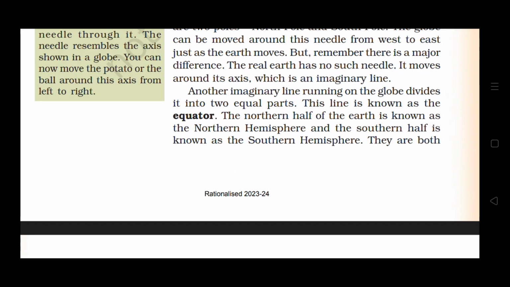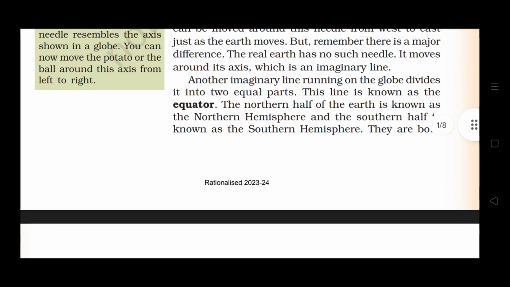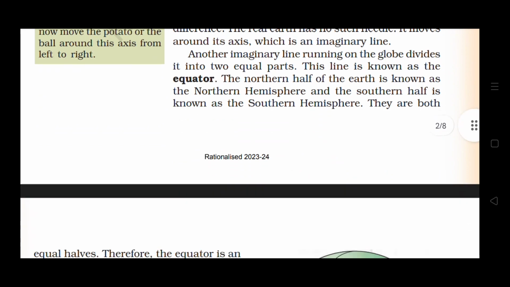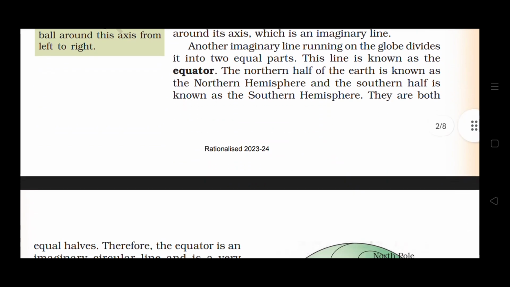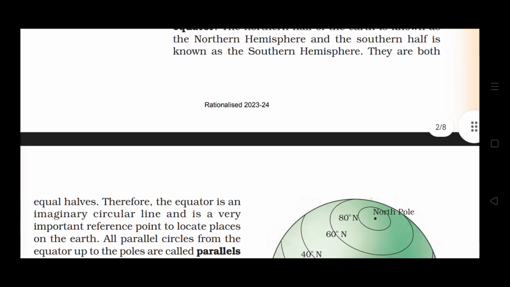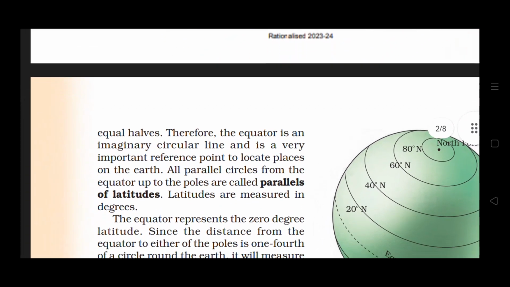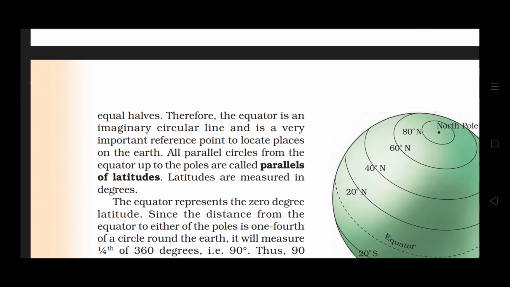Another imaginary line running on the globe divides it into two equal parts. This is known as the equator. You might be wondering why we are calling it imaginary: it is not there on earth, but we are just considering it. Did you understand? The northern half of the earth is known as the northern hemisphere, and the southern half of the earth is known as the southern hemisphere. They are both equal halves. Therefore the equator is an imaginary circular line, and it is a very important reference point to locate places on the earth.